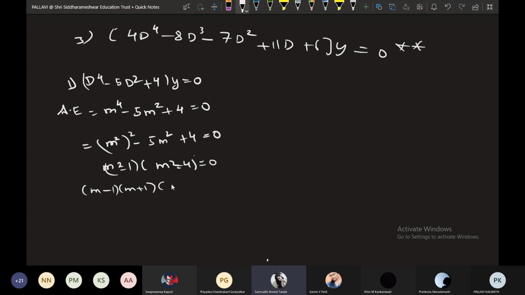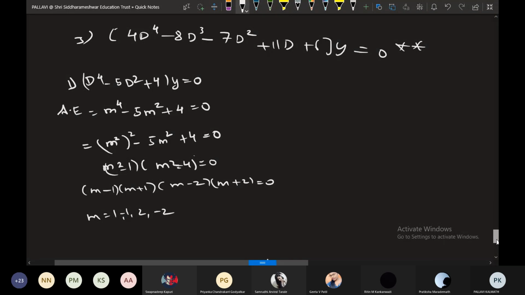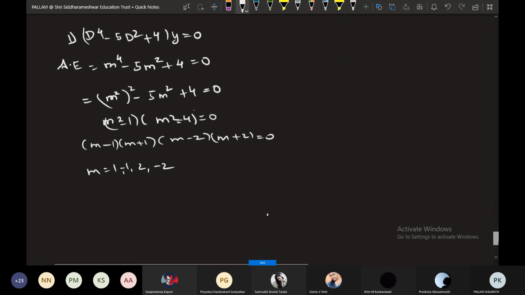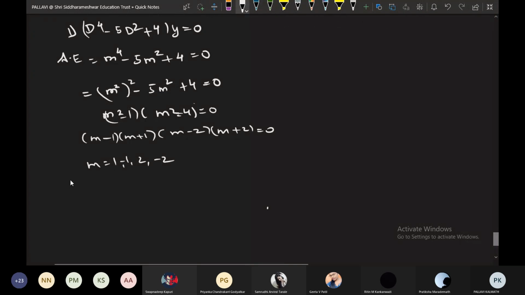Then again you can write this as m minus 2 and m plus 2 equals 0. Hence, what are your roots? 1, minus 1, 2, minus 2. Even you all have got the same, right, by synthetic division. Yes, ma'am. Okay. Then what is the solution you have written for this?